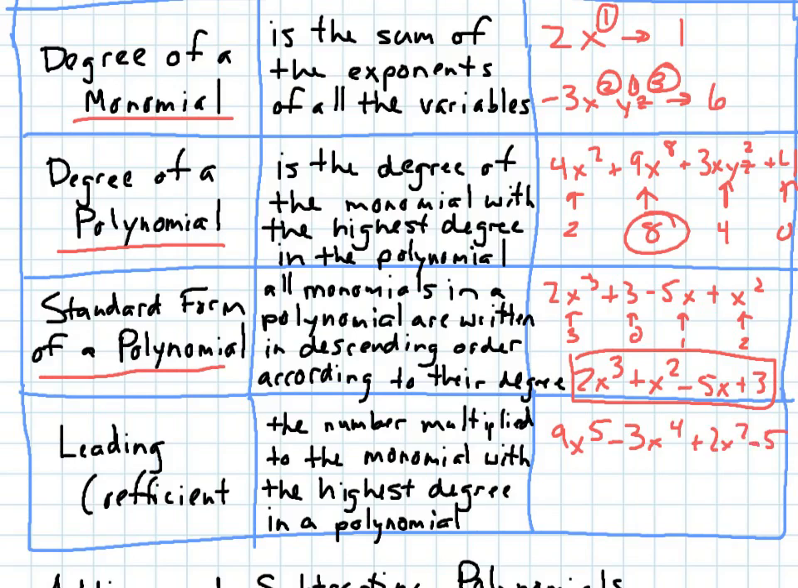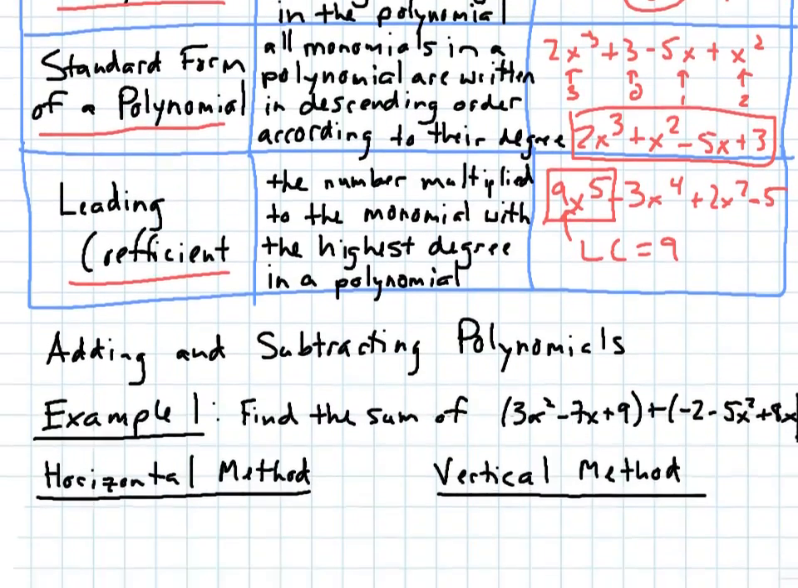Then looking at the leading coefficient, the term with the highest degree variable, in this case 9x to the 5th, is going to be the highest degree term, the one we put first. Then I look at the number attached to the variable. This would be the leading coefficient. So it's the number multiplied to the monomial with the highest degree of a polynomial. Okay, so those are some terms.